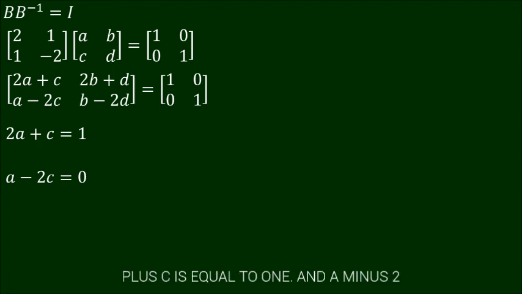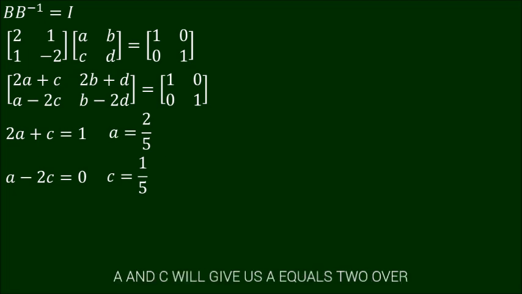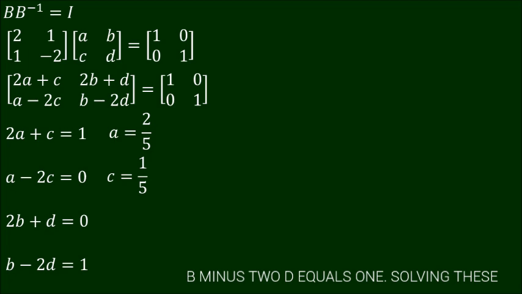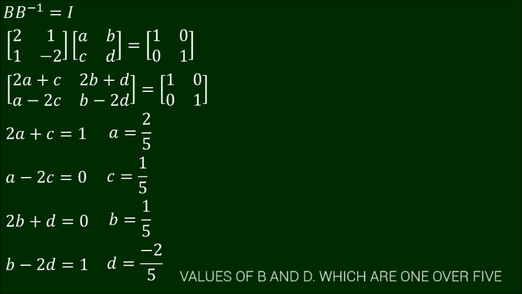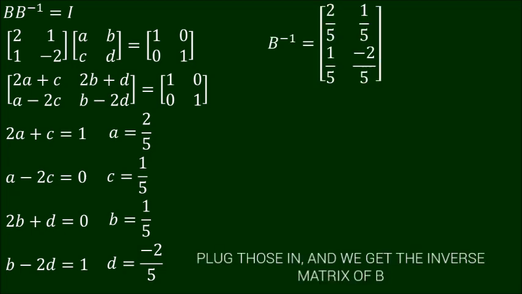We know that 2A plus C is equal to 1, and A minus 2C is equal to 0. Computing for the values of A and C will give us A equals 2 over 5 and C equals 1 over 5. Likewise, we know that 2B plus D equals 0 and B minus 2D equals 1. Solving these two new equations simultaneously, we will get the values of B and D, which are 1 over 5 and negative 2 over 5 respectively. Plug those in and we get the inverse matrix of B.